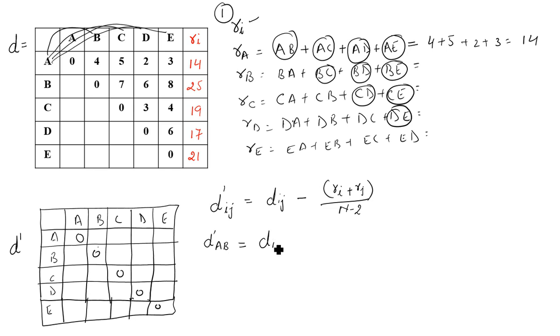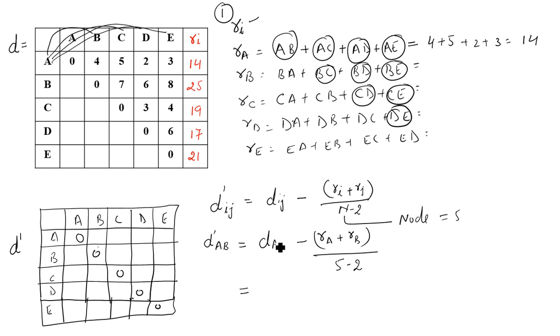So here what will come? DAB minus (RA plus RB), divided by n. What is the value of n here? n is the number of nodes. So how many nodes do we have here? 5: 1, 2, 3, 4, 5. So here the node value is 5. So (RA plus RB) divided by 5 minus 2.